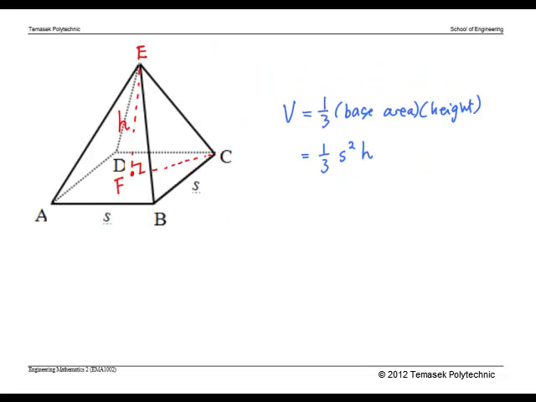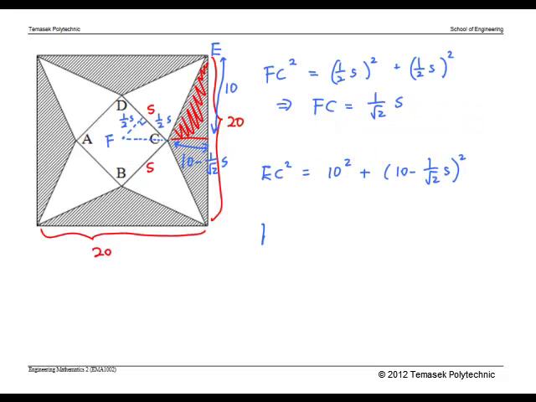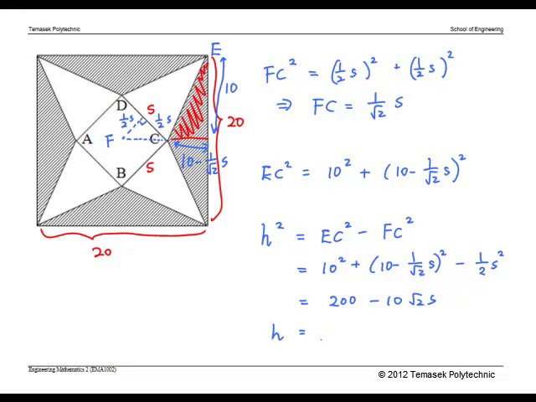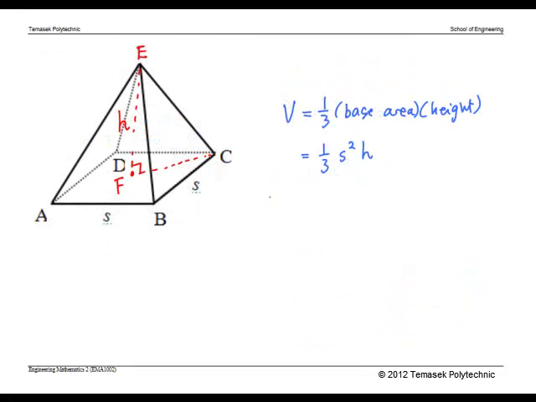Recall that H is part of the right angled triangle EFC. Therefore, H squared plus FC squared is EC squared. Therefore, H squared is equal to, so that H equals square root of 200 minus 10 square root 2 S. The expression of V in terms of S is, with this expression of V, you can proceed to find the maximum V for the given S value.